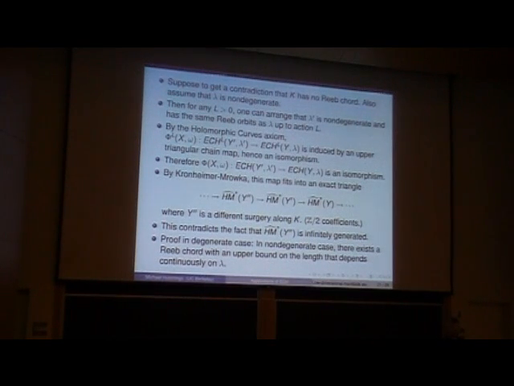Now, in this proof, I assumed that lambda is nondegenerate, and you can remove that assumption by showing that you actually get a Reeb chord with an explicit upper bound on its length, which depends continuously on the contact form. So if you have a degenerate contact form, you can approximate it by a sequence of nondegenerate ones and a sequence of Reeb chords, which converges to a Reeb chord. So that's the outline of that.